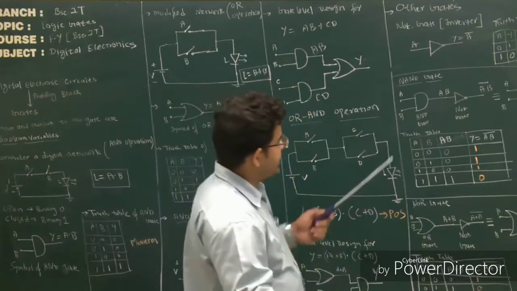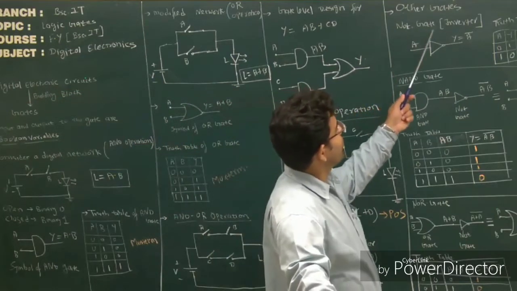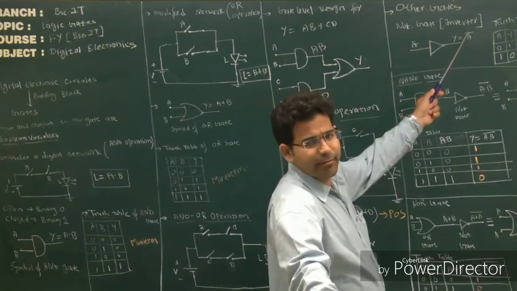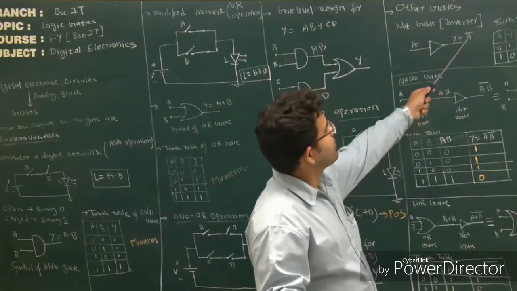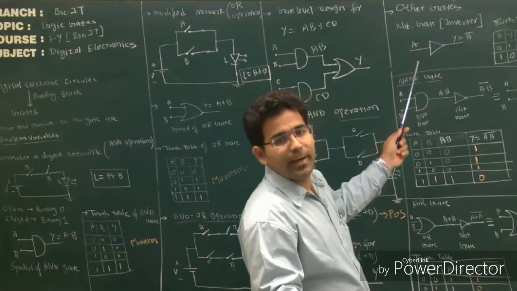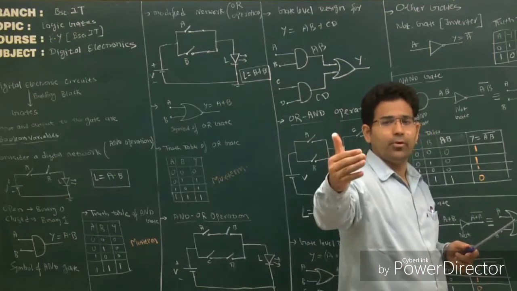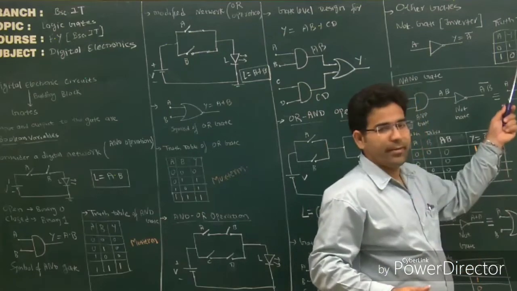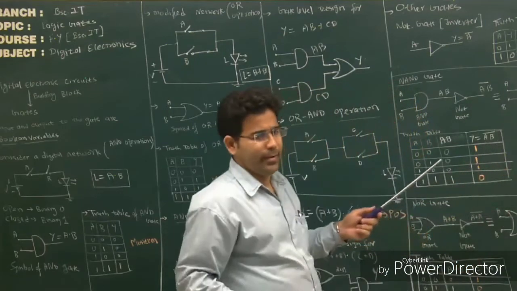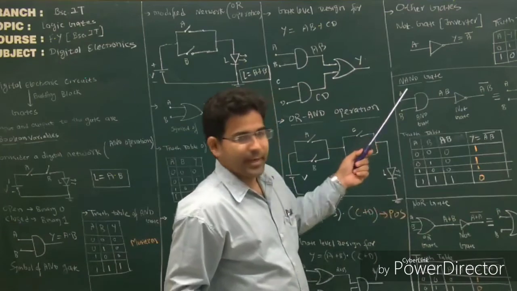There are a few more gates. So the first one is a NOT gate or an inverter gate. Very simple circuit which gives you output as a complement of input. So if input is 1, output will be 0, and 0 will give you 1 at the output. Just inverter, complement.